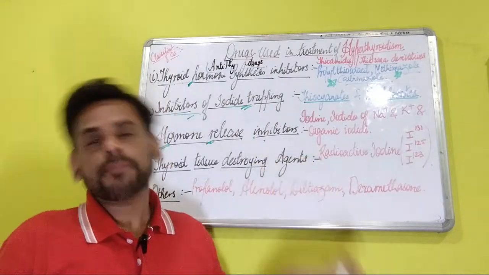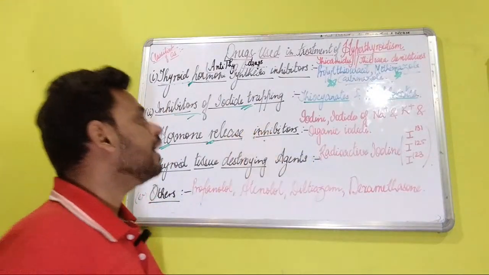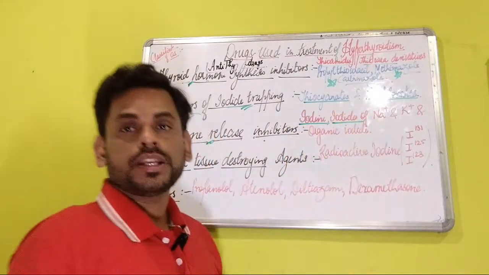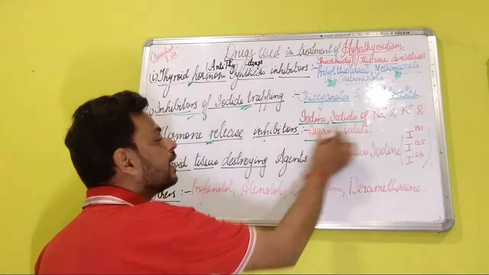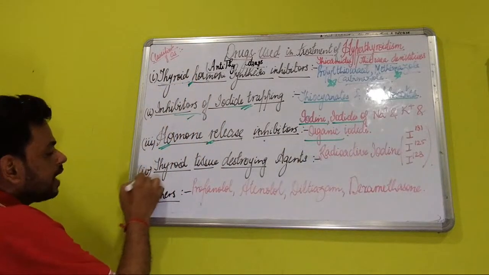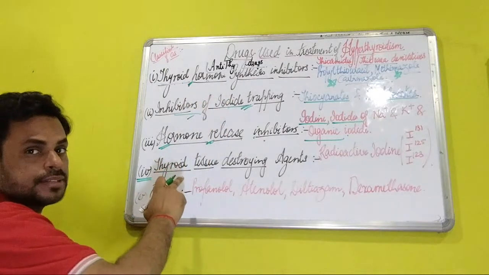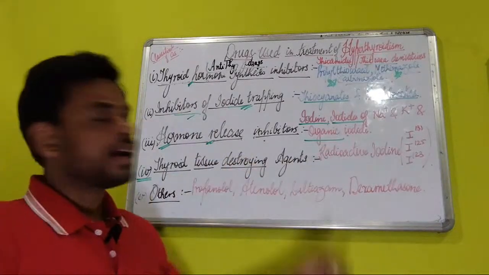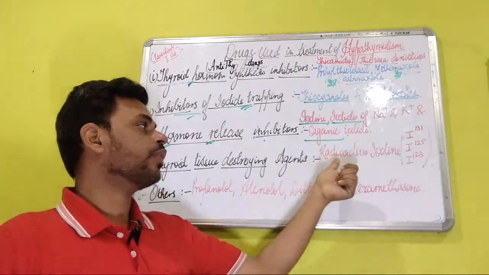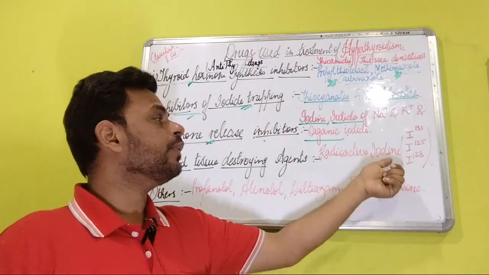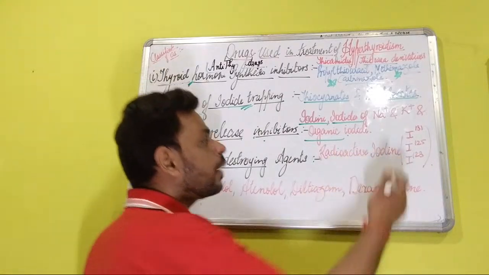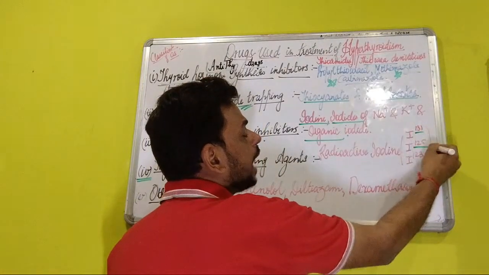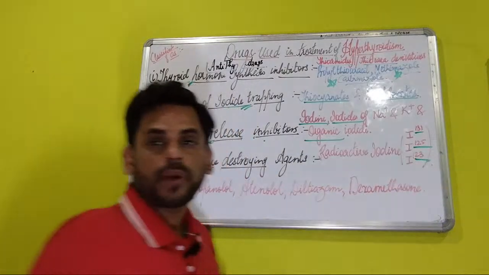They inhibit the release of the hormones, and in this category the most important drugs are iodine, the iodides of sodium and potassium, and the organic iodide. Next, the class of drug for hyperthyroidism is the thyroid tissue destroying agents. Under this category we have radioactive iodine, particularly the isotopes iodine 131, iodine 125, and iodine 123.